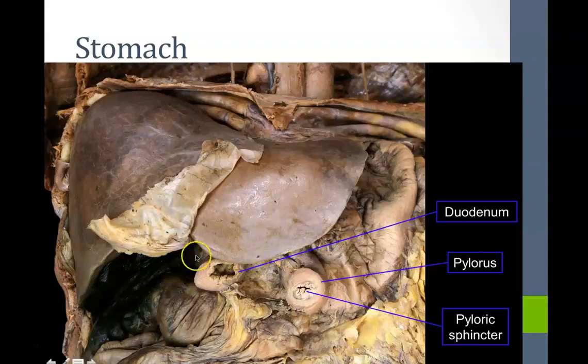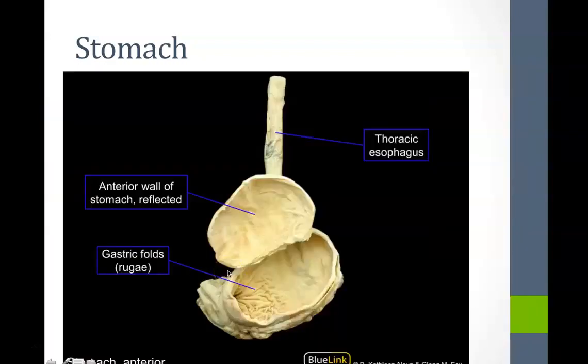This is a nice cut through the pylorus so that you could see that pyloric sphincter before we head into the duodenum. And we may have a stomach that is cut open for you to see those gastric folds or rugae.